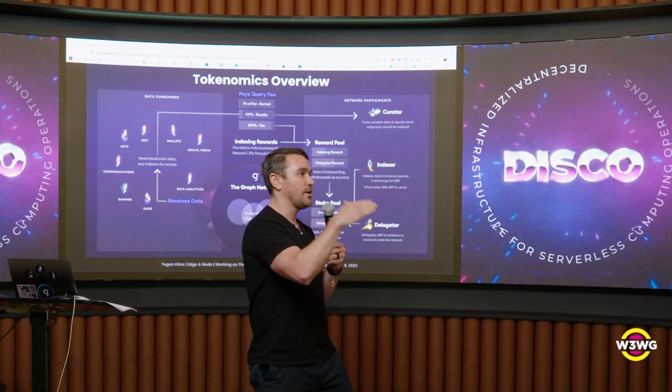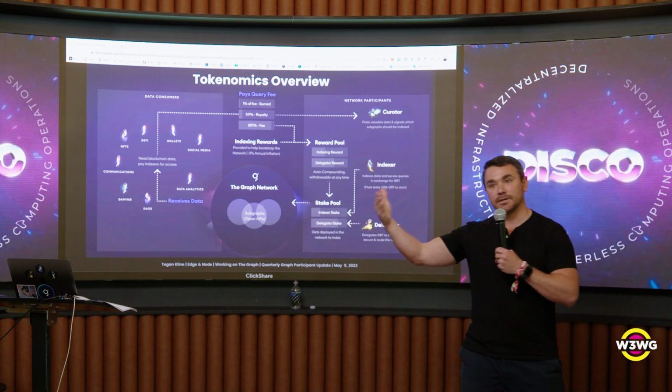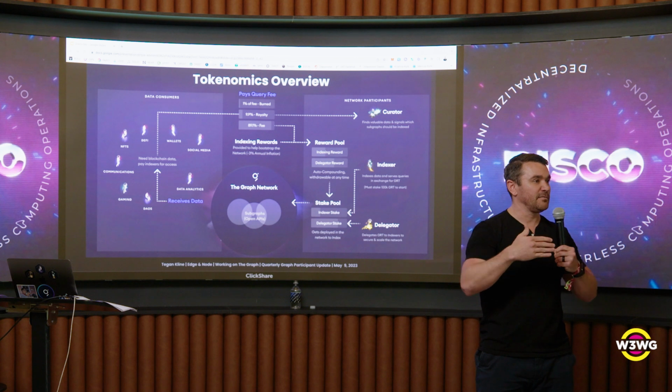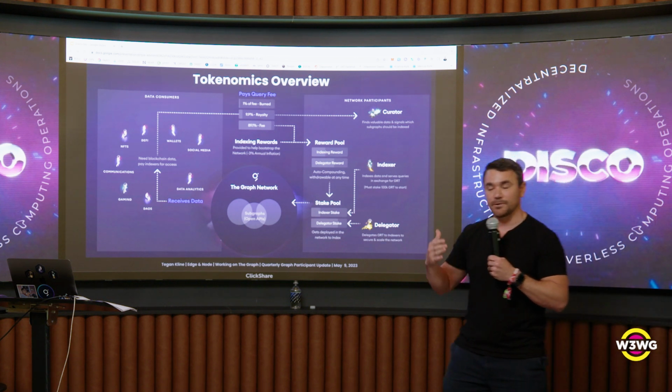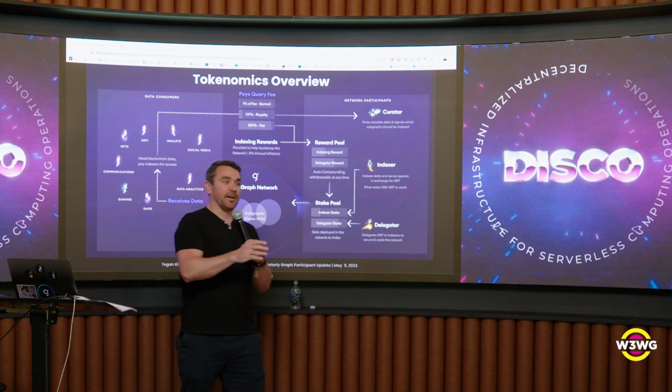Indexers need a minimum of 100,000 GRT to stake. They use that stake to actually index subgraphs and earn, and a lot of them are earning 10 to 15%, some are up to 30% if they're good indexers. And there's a slashing mechanism.